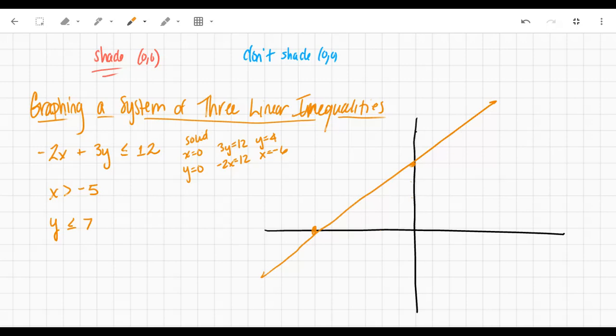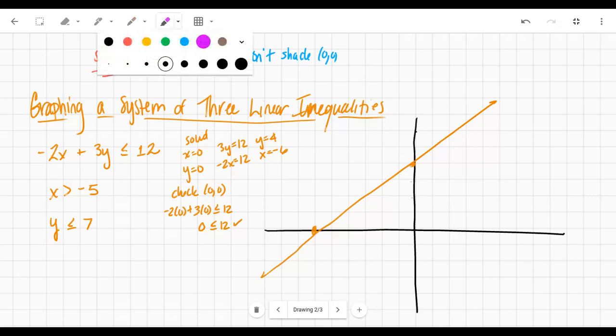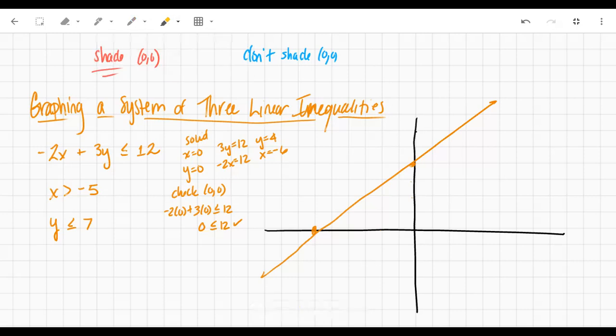And we would check (0, 0). So negative 2 times 0 plus 3 times 0 is less than or equal to 12. 0 is less than or equal to 12. That's true. So we would shade below it. I better check, make sure I'm not making any silly mistakes again.